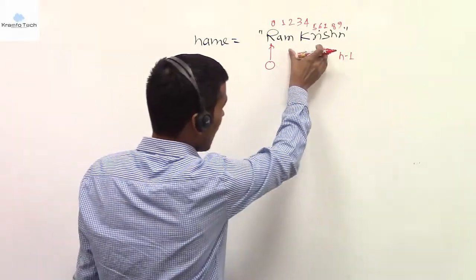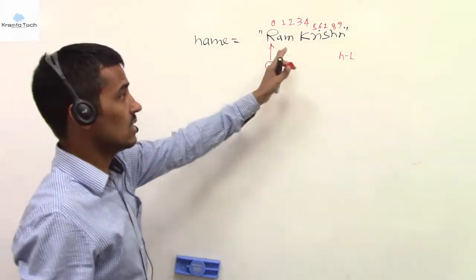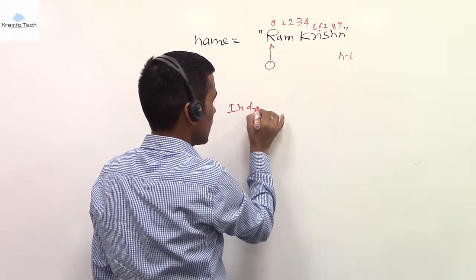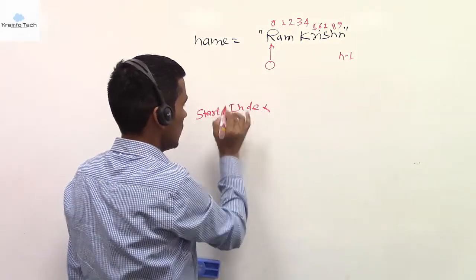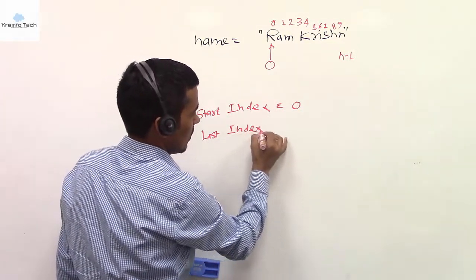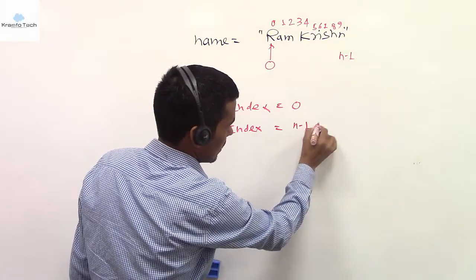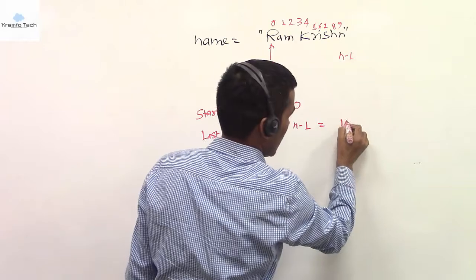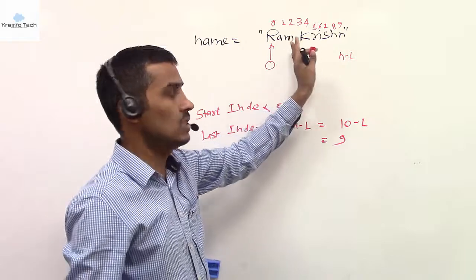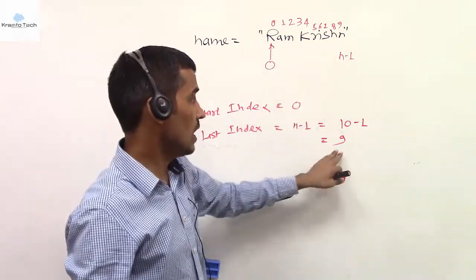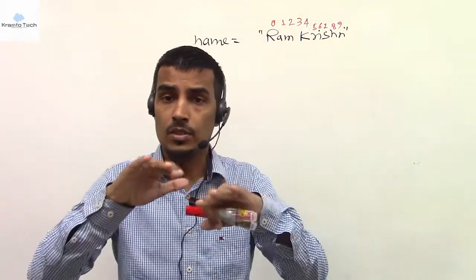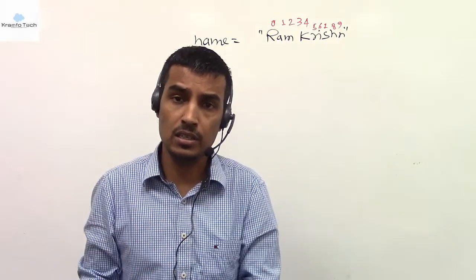Now how many characters does the name have here? 10 characters. It means if the index value starts from 0, the start index is 0, and the last index, the end index, will be n minus 1. How many total characters? 10. So 10 minus 1, which is 9. You can see the total number of characters in this string is 10, so the last index value will be 9. This was one of the indexing options, how you index each and every character in the string variable.